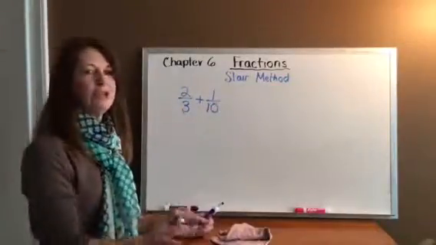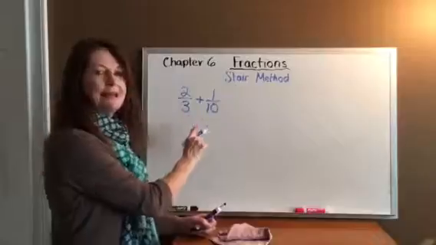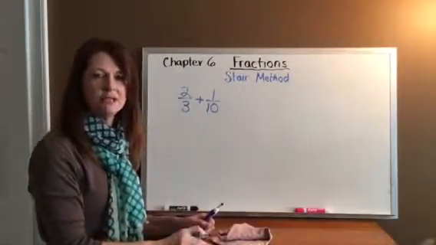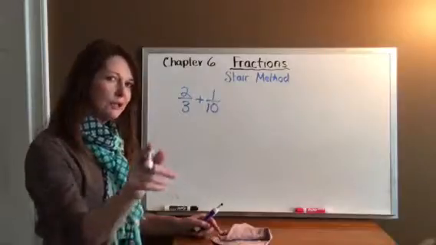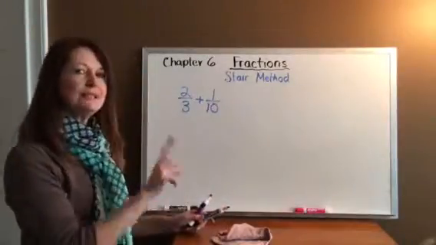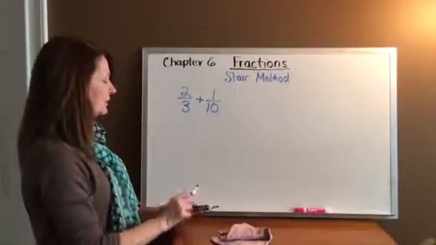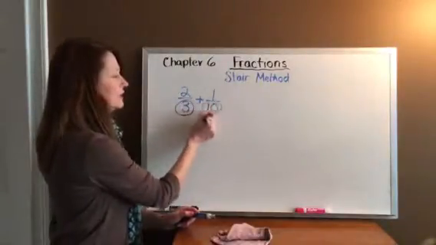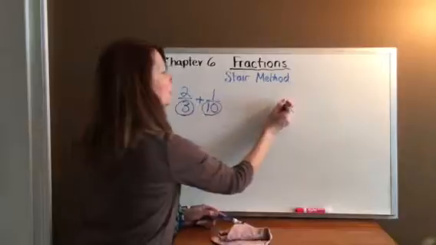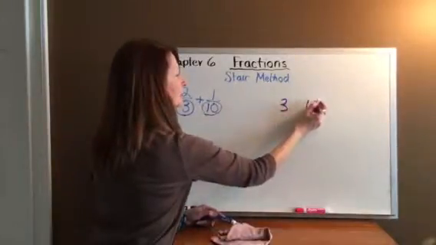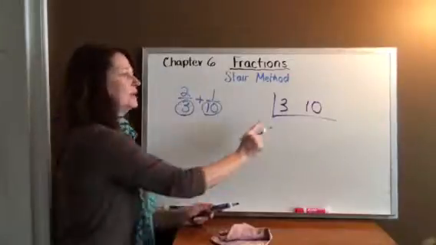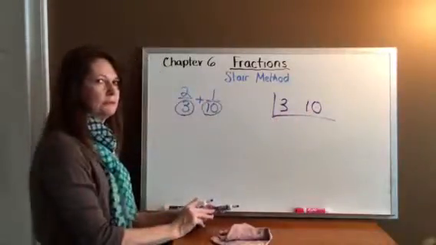We have that problem, and you guys know we cannot add those as they are. We have to find a common denominator. Let me show you how that works, using the stair method again. So in this case, I'm going to take both denominators, the 3 and the 10. So my 3 and my 10 are going to be here. Is there a number that will go into both of these?